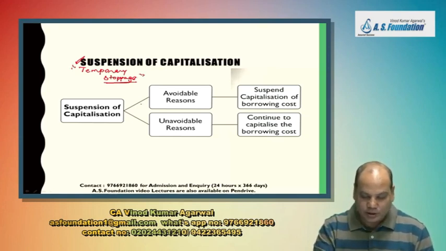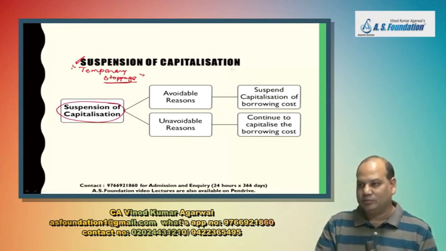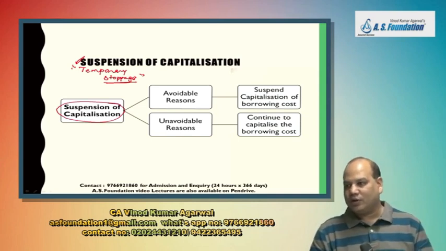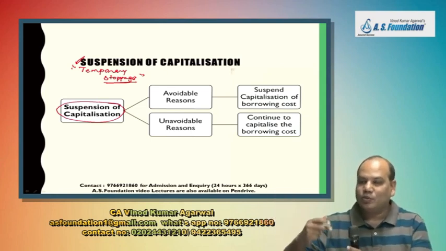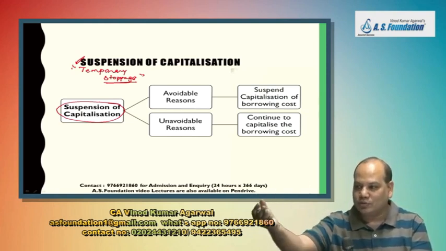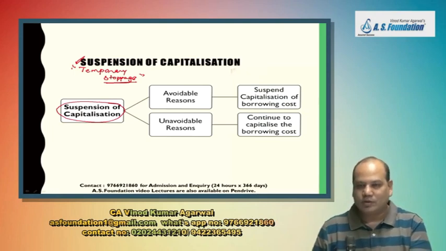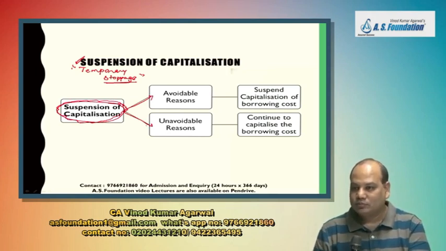Now the summary of that entire big paragraph is this much. Why has your active development been suspended? First is expenditure on qualifying assets should be incurred. That you have done. Borrowing you have taken. But then the third step is that you must continuously take all those steps which will convert your qualifying asset into the intended asset or the inventory item. You have suspended those activities. Identify the reason. The reason could be avoidable or unavoidable.